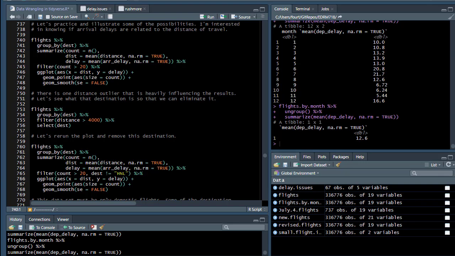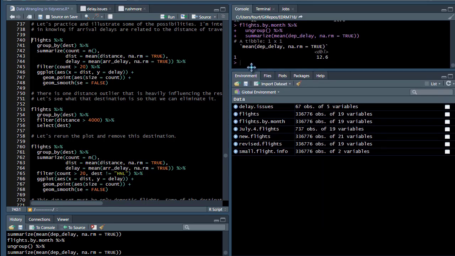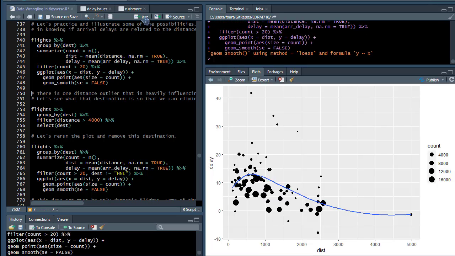All right, so let's open up this window a little bit for our plot. Let's hold our breath and see what we get. How's that for cool? So here we're looking at the distance, but we're also looking at how many flights go to that particular destination. And those are shown by the size of these points. And we're also putting in a little smoothing line to see if we can detect a trend.